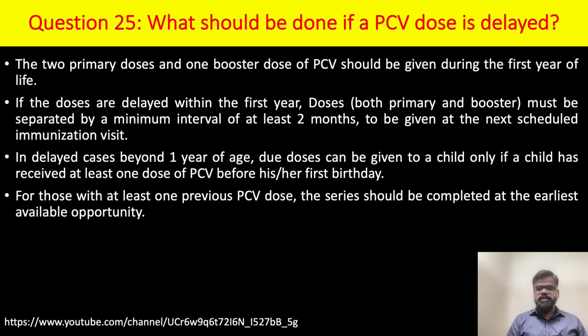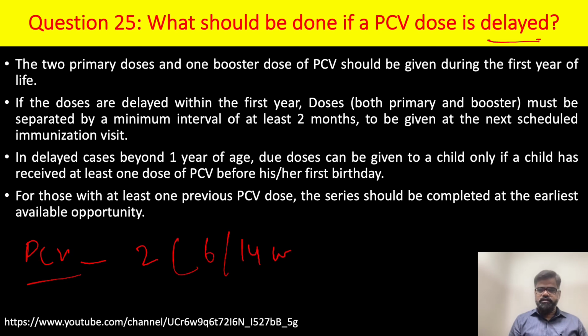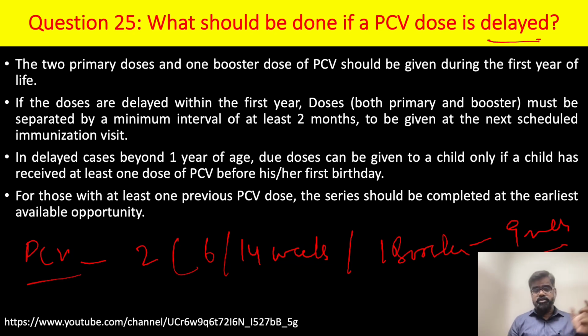Now, what should be done if a PCV dose is delayed? For PCV, students, we know there are 2 routine doses, at 6 weeks and 14 weeks, and there is 1 booster at 9 months, right? If the doses are delayed and the child is less than 1 year, you need to give the vaccines. The only thing you have to remember is the gap between 2 doses should be 2 months.